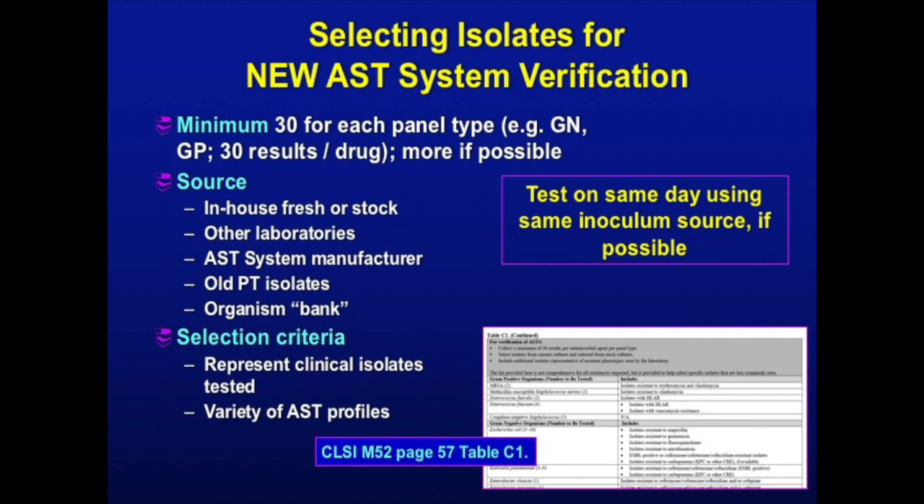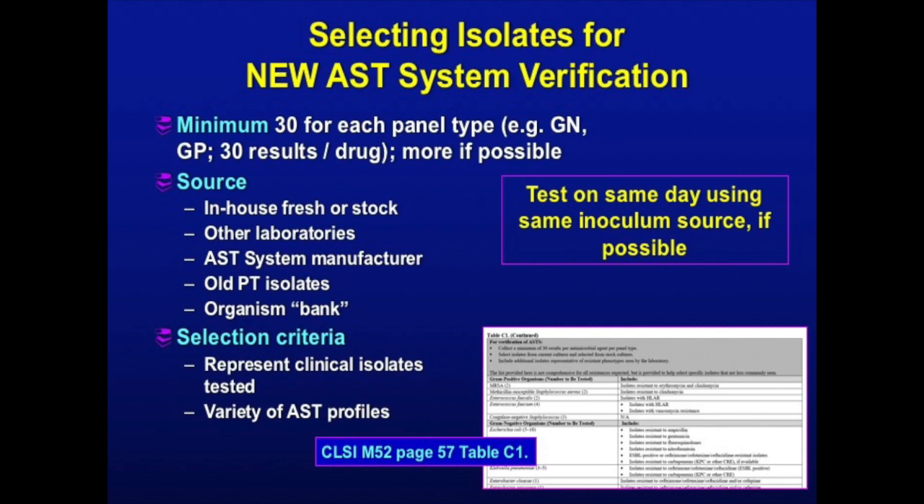Where can we get these isolates? We can get them in-house from our fresh or stock clinical isolates. We can get them from other laboratories that might have verified the results on their susceptibility test system, and we could either test them again in our laboratory or use the results from that other laboratory. Some AST system manufacturers actually provide a set of isolates you can use for your verification. You would have to contact them about this information. We could use old proficiency testing isolates because a lot of them come with susceptibility results, and you could include those as part of your set of organisms to verify. And then we're going to talk a little bit more about some of the organism banks that are now becoming available.